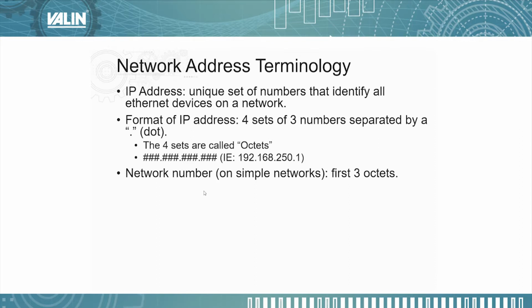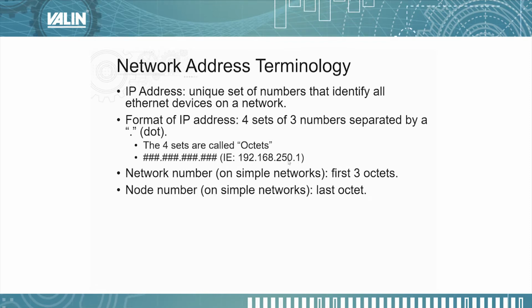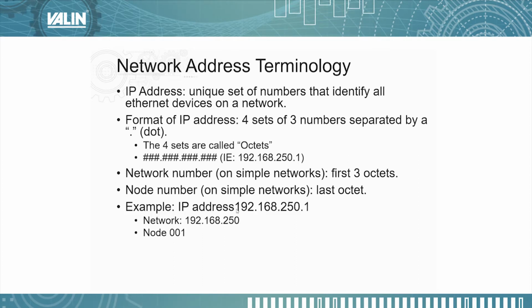The network number on simple networks is the first 3 octets. So that 192, 168, 250 is the network number. The node number is the last octet. So the number 1 in the example IP address is the node number on the network. Once again, an example IP address: 192.168.250.1. The network is 192.168.250. The node number is 1.